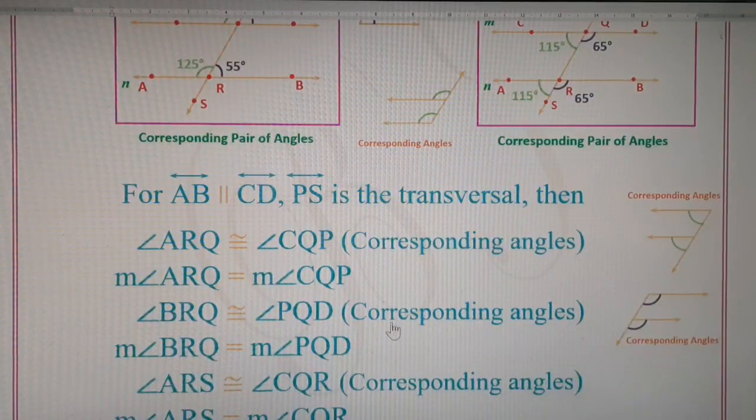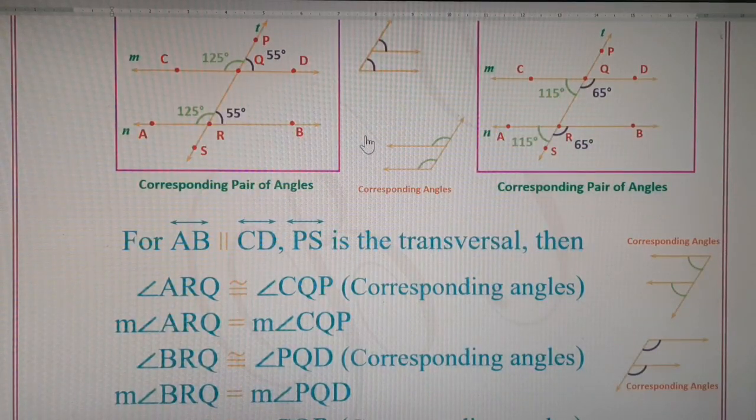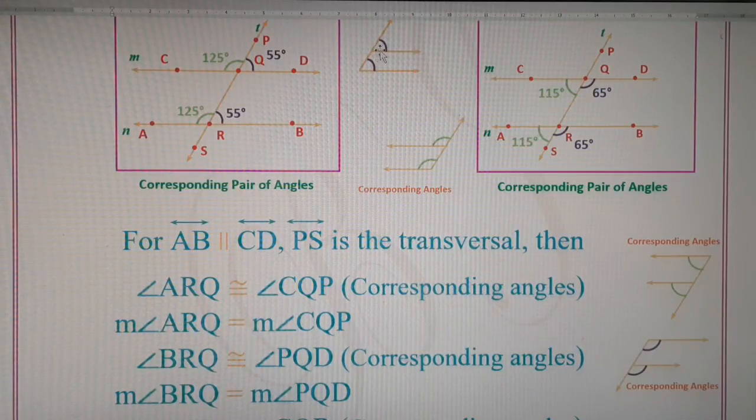Similarly, we can say measure angle BRQ is equal to measure angle PQD, because angle BRQ is congruent to angle PQD. If we look in this diagram, angle BRQ is congruent to angle PQD. So we can say these two angles, angle PQD and angle BRQ, this violet colored marked pair, are corresponding angles. So this particular pattern of the F letter, the inverted F letter, is formed.